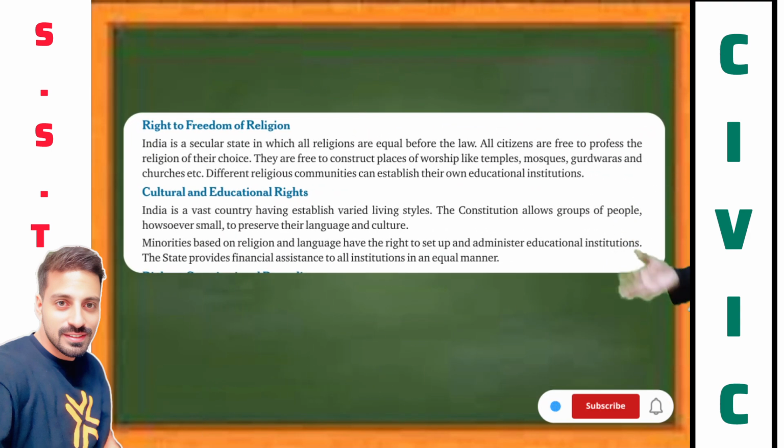Right to freedom of religion. India is a secular state in which all religions are equal before the law. All citizens are free to profess the religion of their choice. They are free to construct places of worship like temples, mosques, gurudwaras, and churches, etc. Different religious communities can establish their own educational institutions.